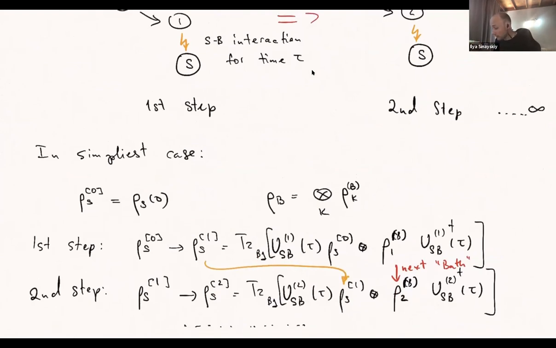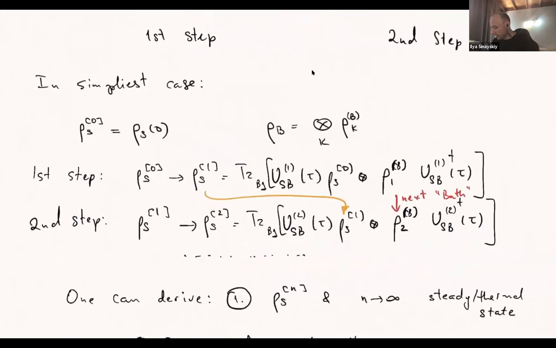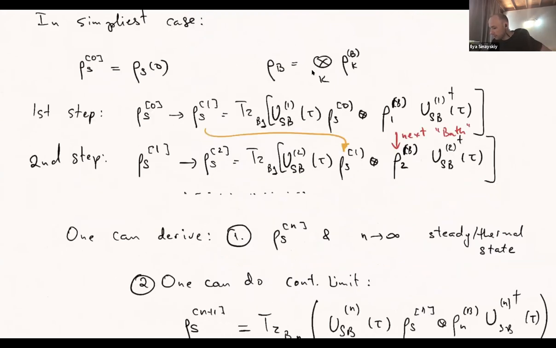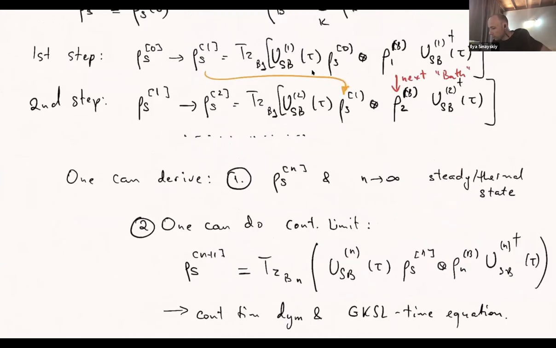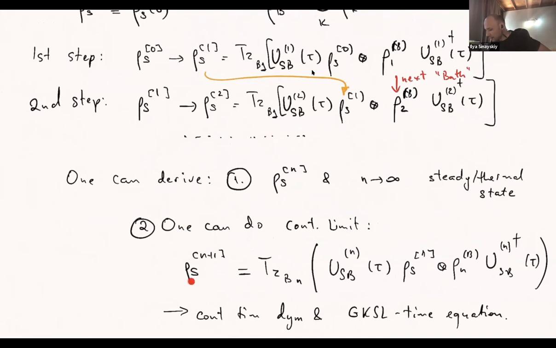And afterwards, we go to the second step and we do the same with the second piece of the bath. So when we do it iteratively, we can have the state of the system after the n plus one step, or after the n step. And of course, what we can do sometimes, not too often, is take an infinite limit here and obtain some thermal or steady state.